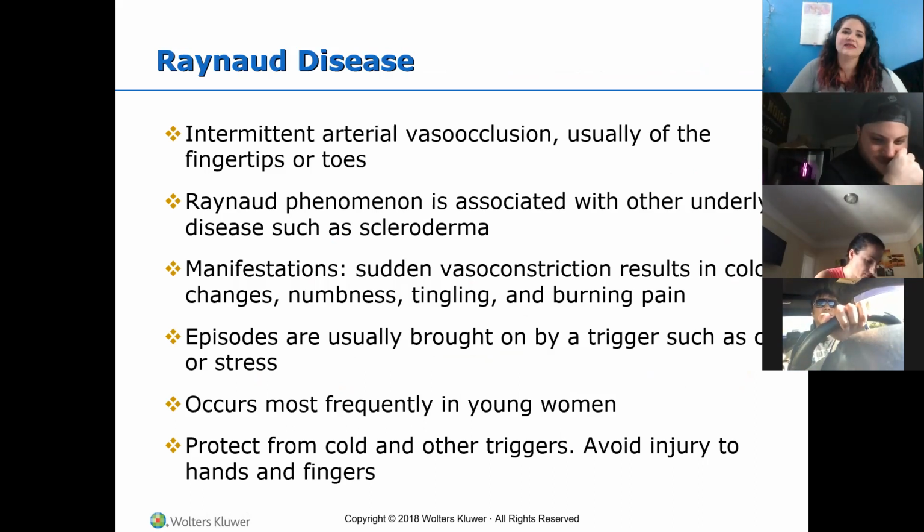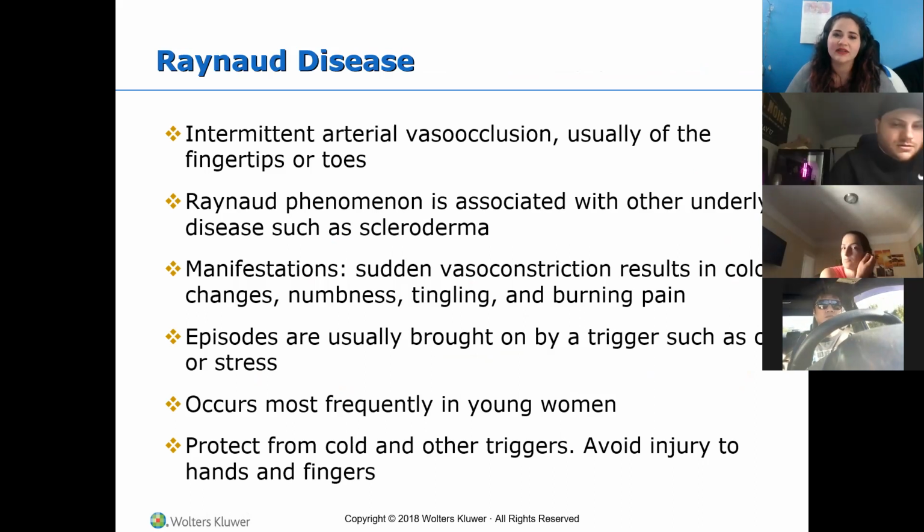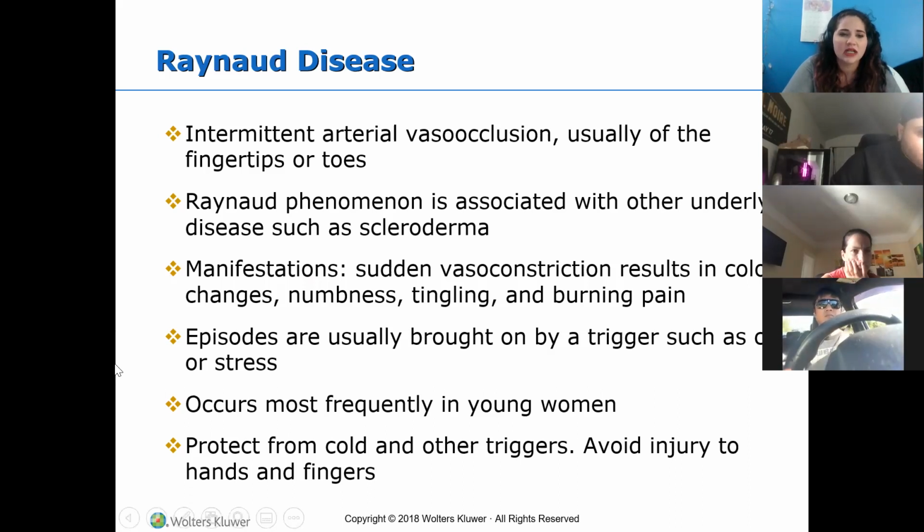Okay, Raynaud's disease. Intermittent arterial vaso-occlusion, usually of the fingertips or toes. Raynaud's phenomenon is associated with other underlying disease such as scleroderma. Manifestations: sudden vasoconstriction results in color change, numbness, tingling, and burning pain. Episodes are usually brought on by a trigger such as cold or stress. It occurs most frequently in young women. Protect from cold and other triggers. Avoid injury to hands and fingers.